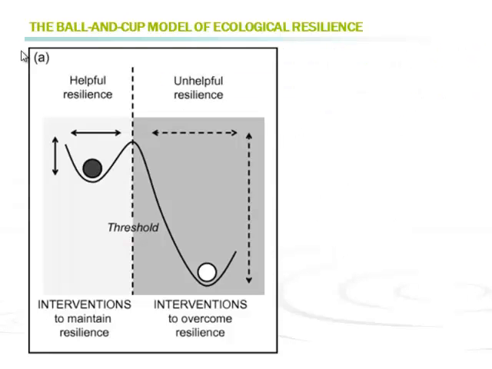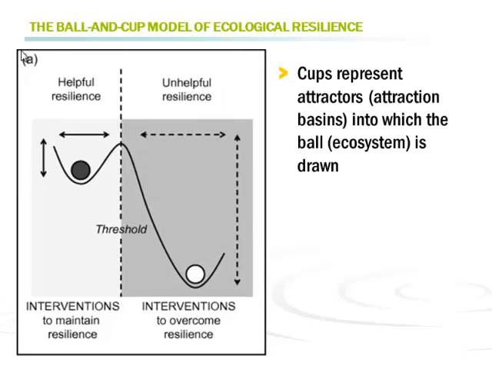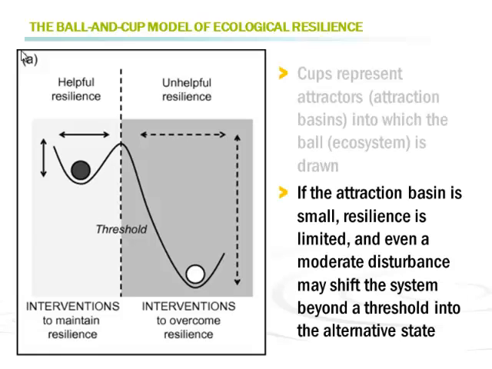So to help us get into that better understanding of that concept, here's a classic ball and cup model of ecological resilience. If you've worked in rangeland management and dealt with state transition modeling or looked in the ecological literature, this will be familiar. The idea is the cups represent sort of attraction basins into which the ball representing the ecosystem is drawn. And if the attraction basin is small, like in this example, the size and shape of that basin affects the amount of resilience your system has.